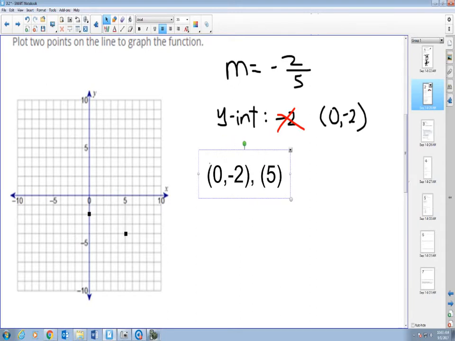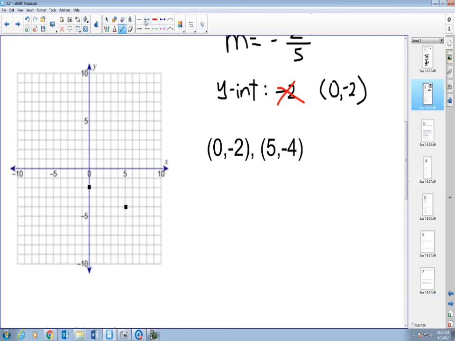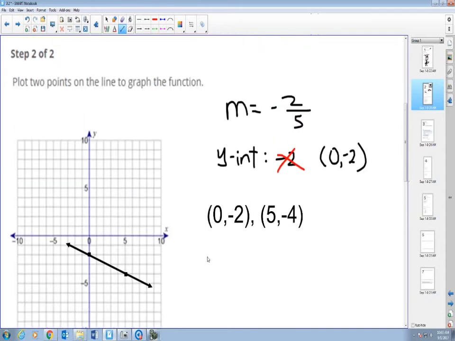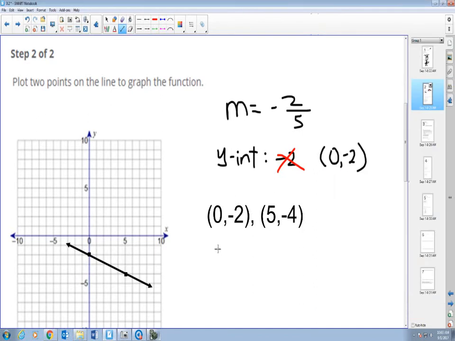What did I say? 5, negative 4. Okay, that's all it is. I believe once you key in the 2 points, the computer will draw the line for you. So if you want to use the decimal points from the calculator, you can. You just have to enter two points.